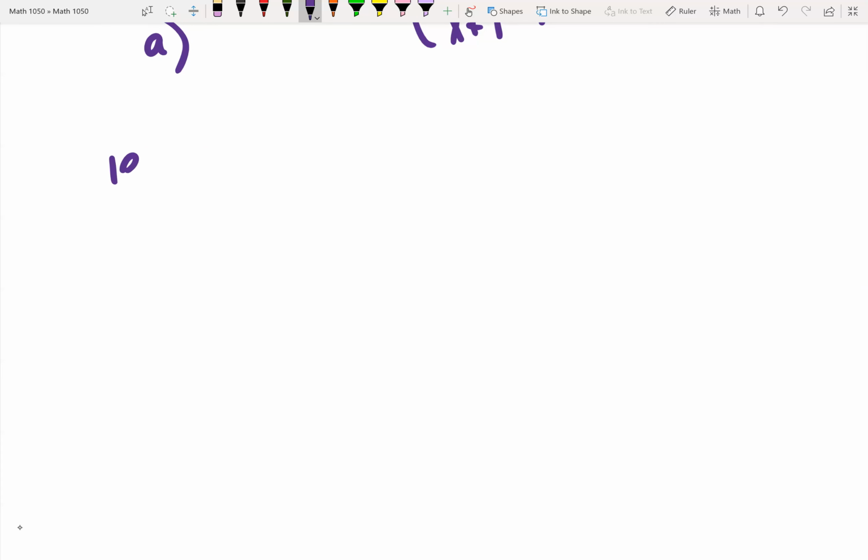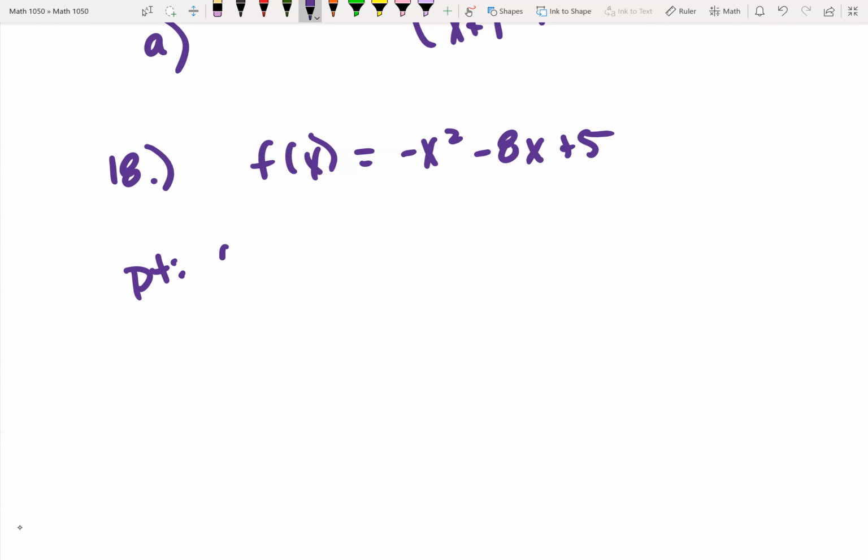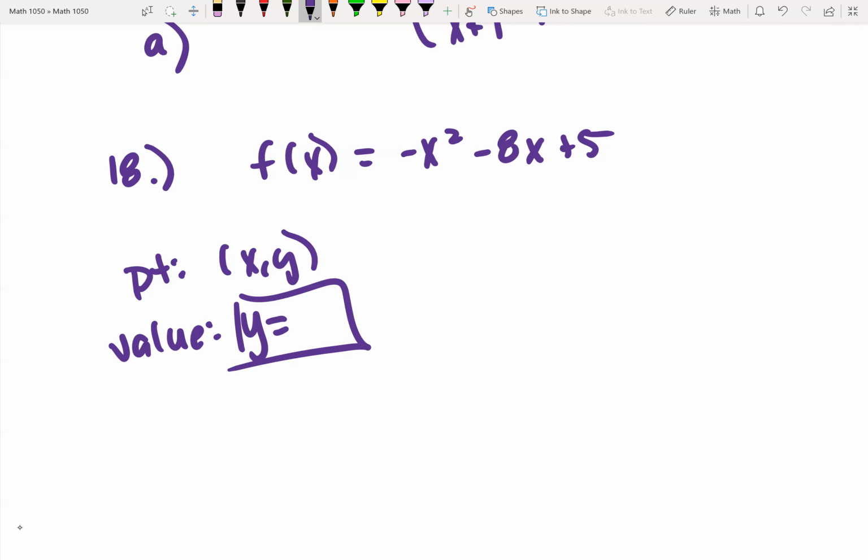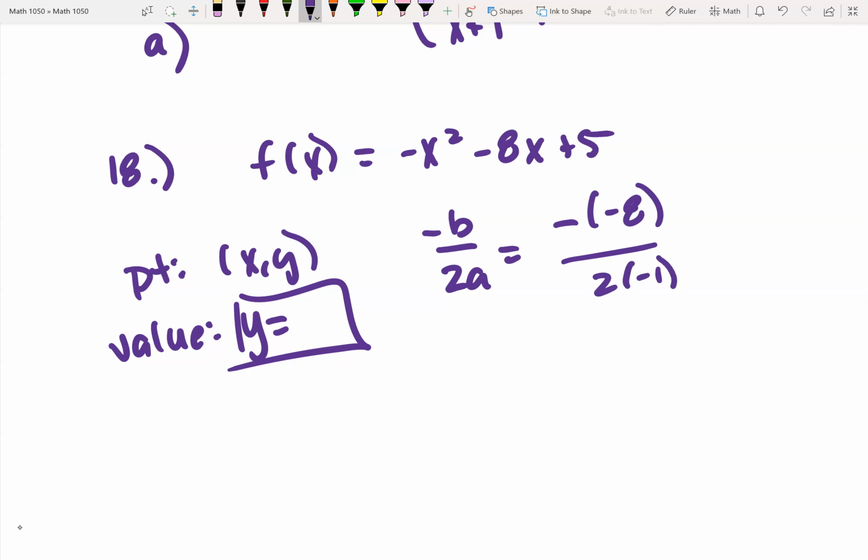Okay, question 18. So the maximum value. You guys, you got to remember all these details. If they say the maximum point, you're going to write it as x, y. If they say find the maximum value, it's y equals something. So some of you are going, that's negative b over 2a. That's negative 8 over 2 times negative 1. 3 negatives is a negative, and you have a 4. And you're like, yay, there's my answer. That's false, because that's the x coordinate of the vertex.